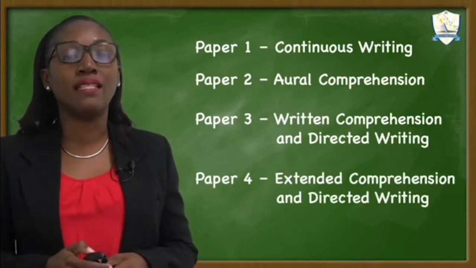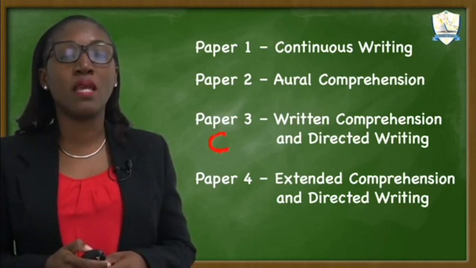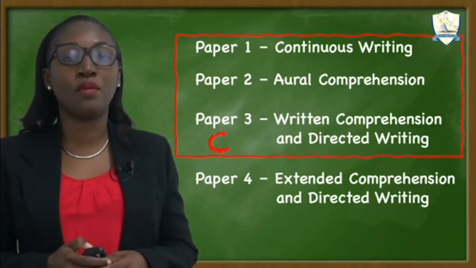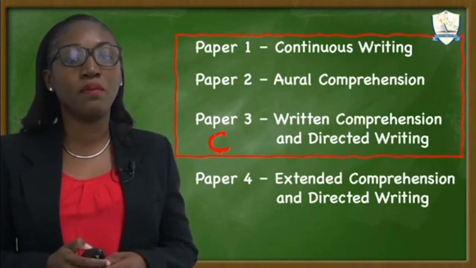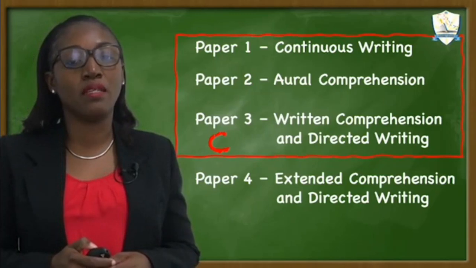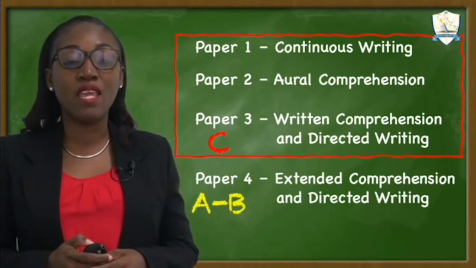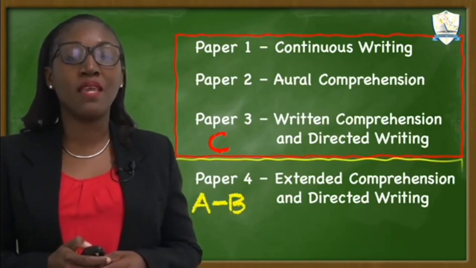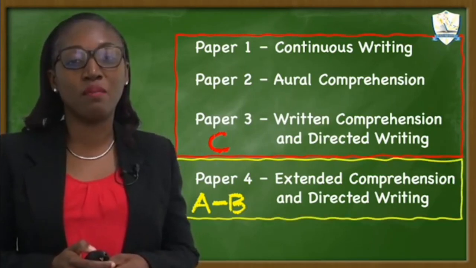In order to get at least a C grade, you must take papers 1, 2, and 3. These are our core papers. To miss any of these papers will result in an X grade. In order to obtain an A or B grade, you must take the paper 4, which is our extended paper.